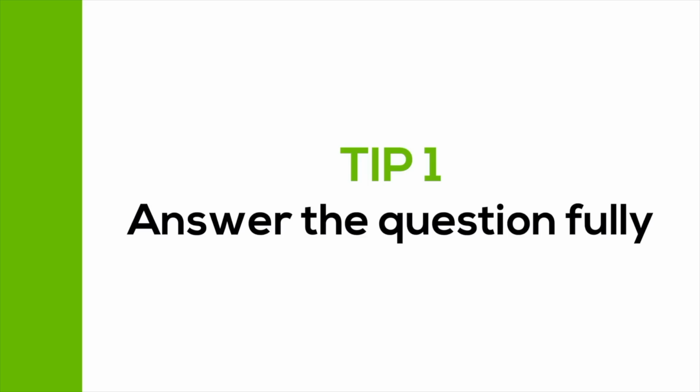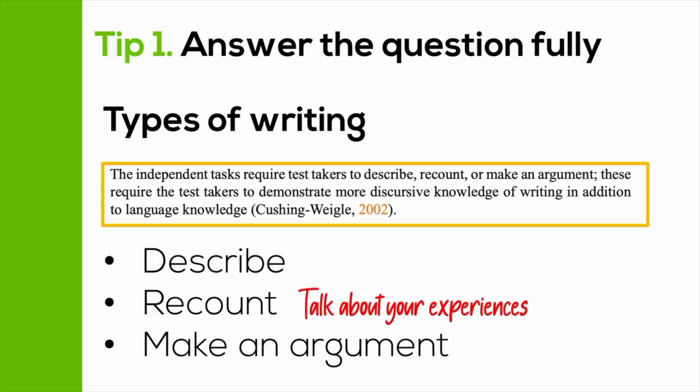So my first tip is really simple, but it's one that a lot of students struggle with, and it is simply to answer the question fully. So what does this mean? Well, firstly, let's quickly review what I showed you earlier. When you get your writing question, you will be asked to do one of these three things: either describe, recount, or make an argument. So it's quite important that you're able to recognize what type of writing you have to do. Now let's take a look at a couple examples.